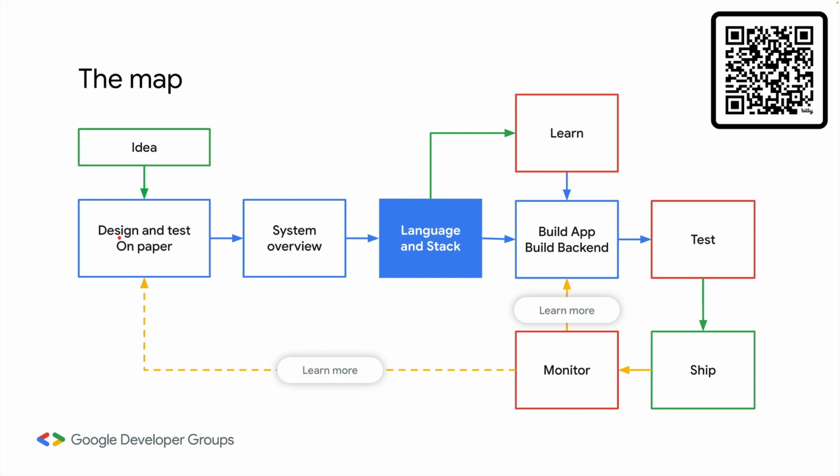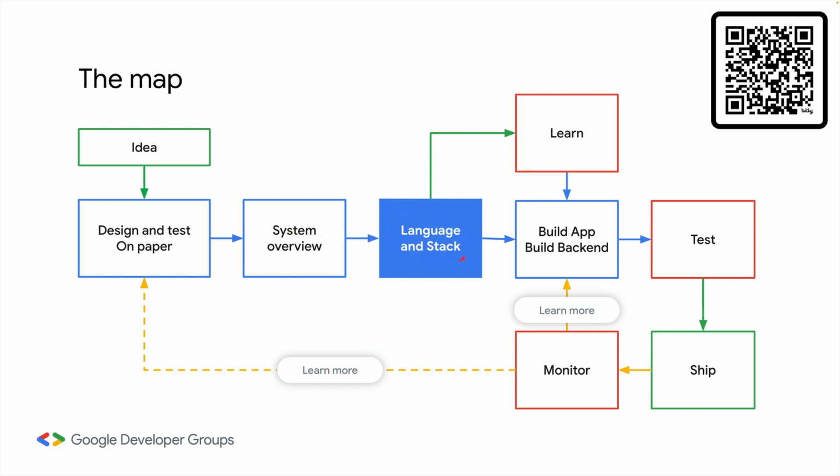So the first thing you need to do is think about how you want to build your app and what it is that you actually want to build. And then it's a good idea to have a system overview of how your app will fit in with the internet, how it will fit in with one user, multiple users, how the system will work as an overview.